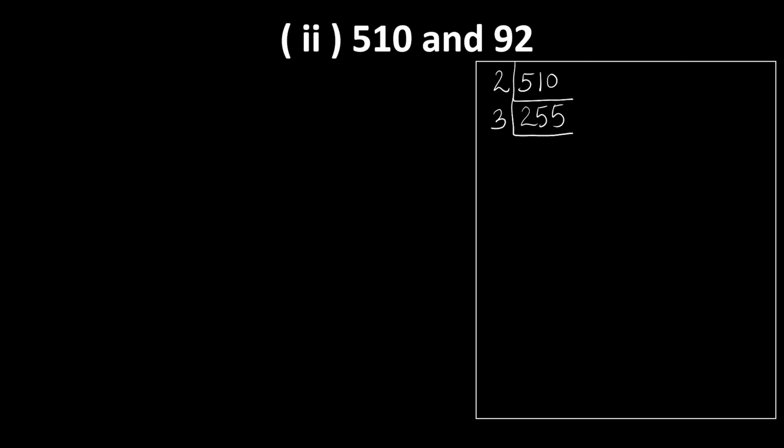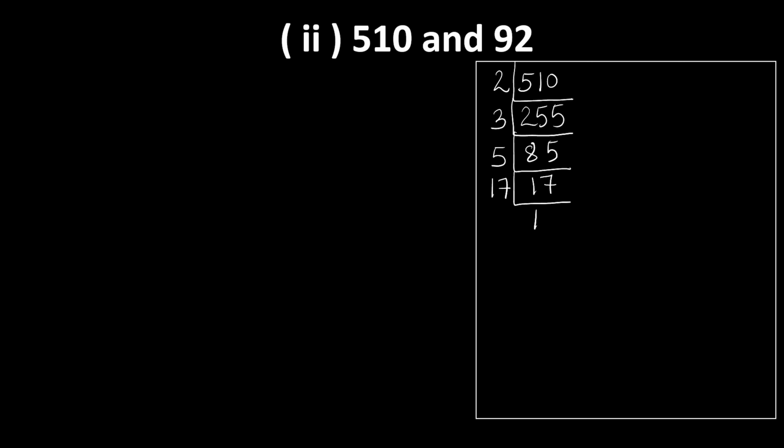Now, if we divide it by 3, we are going to get 85 as a quotient. And now this 85 is neither divisible by 2 nor 3, so we will divide it by 5. Since the unit place of this 85 is 5, it is divisible by 5. If we divide it, we will get 17 as a quotient. Now 17 is again a prime factor, so we can divide it by 17. We are going to get 1 as a quotient. So we have done the prime factorization of 510.